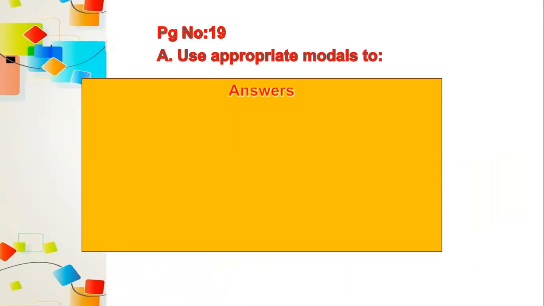Now open your book, page number 19, and solve the exercise A. We have discussed different types of modal verbs and their use, and now the exercise is here. You are supposed to solve this exercise. After that, compare your answers with the answer key that is given in the next slide.